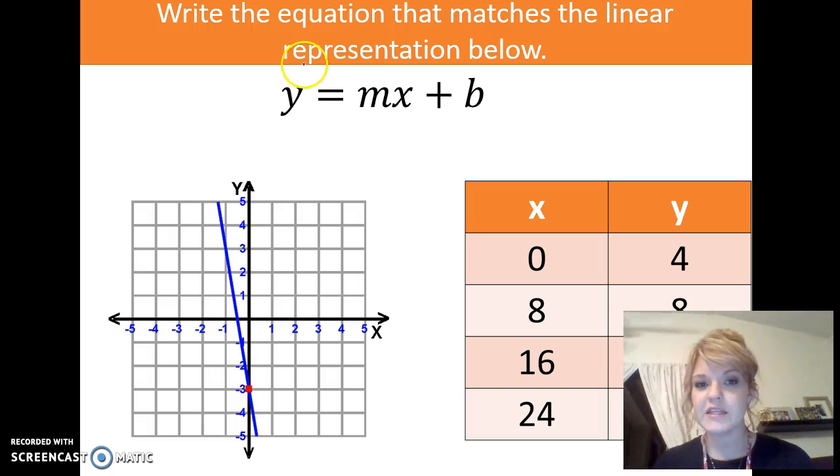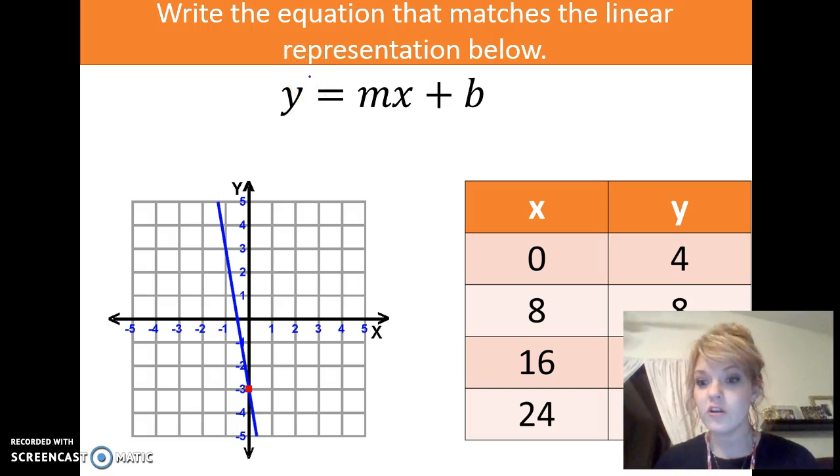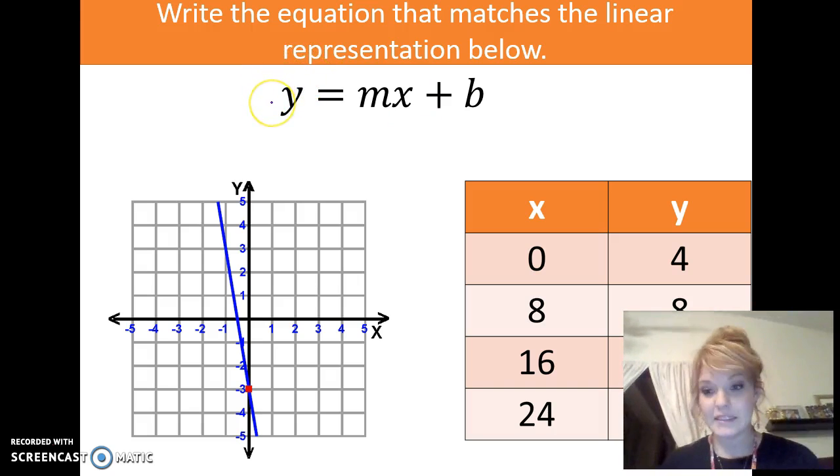If you can raise your hand and tell me what this form is called, you can get a piece of candy.